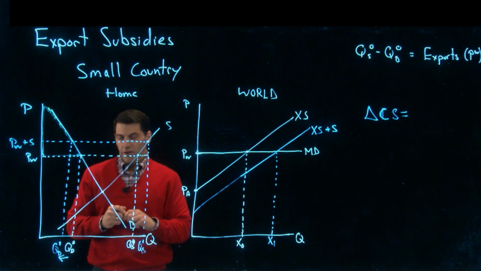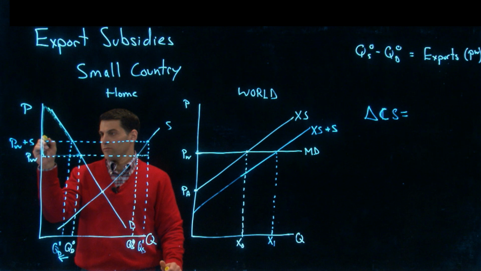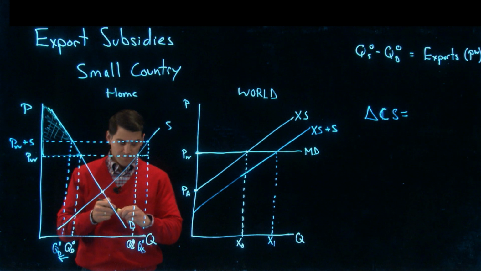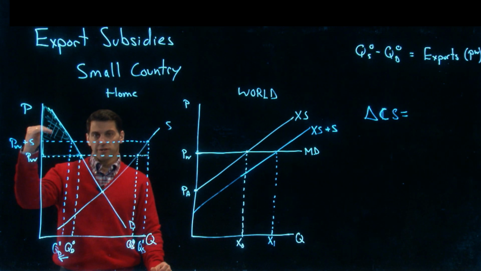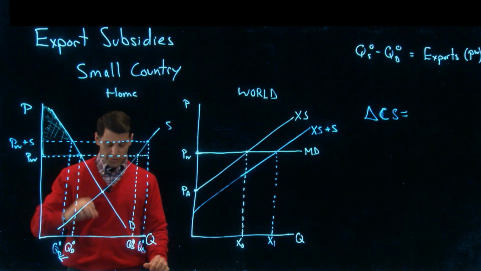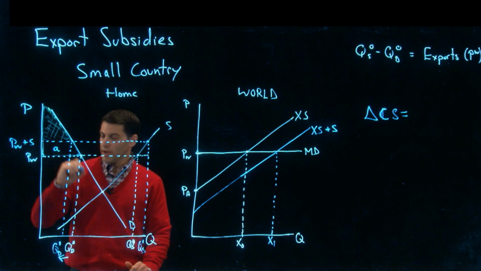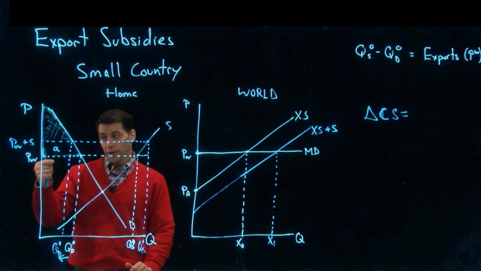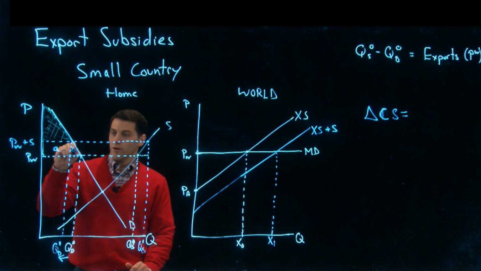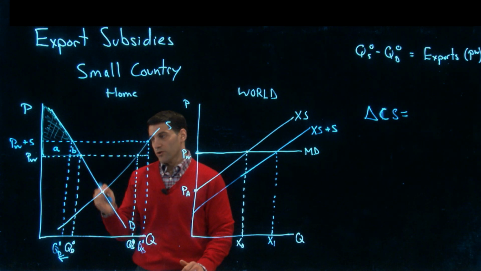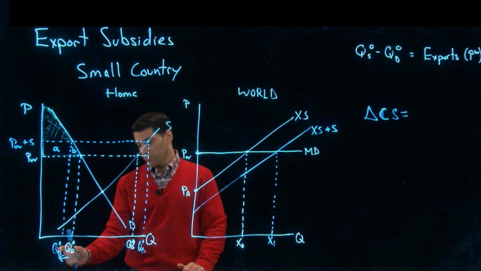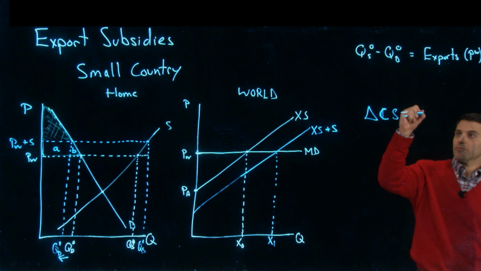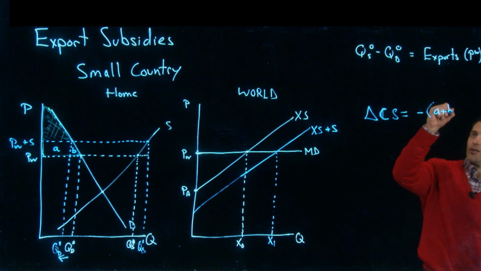But now, what are we going to be left with? Well, now we're only going to be left with this upper triangle here. As the price increases to PW plus S, consumers are going to lose this rectangle A, because while they continue to consume QD up to QD1, they're paying a higher price for each unit of the good. They're also going to lose B, because they're no longer consuming the units of the good between QD1 and QD0. So overall, consumer surplus falls by A and B.